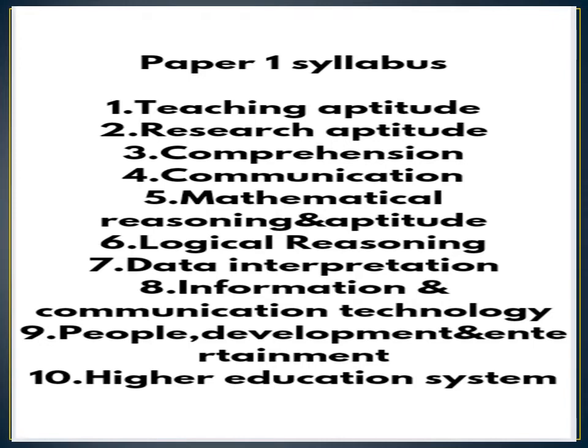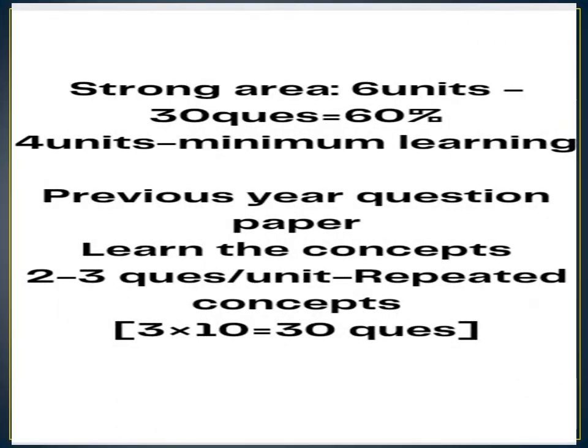So altogether you have 10 units, and you have to concentrate on the area which you are very strong with, because as I said you need to answer 30 questions and you will get 60 percent while answering 30 questions, because each question will carry 2 marks. So out of the 10 units you have to concentrate on the 6 units which you are very familiar and strong with, because some will be good in maths and some will be good in teaching and research aptitude.